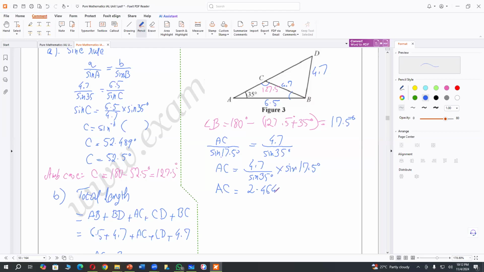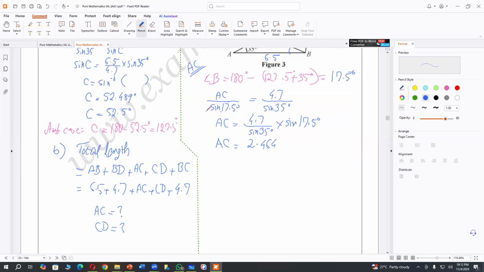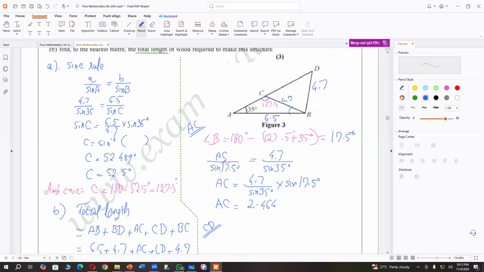Now I was thinking if we subtract 127.5, we can get the inner angle there. We have two sides, 4.7, 4.7. My next target is CD. I got AC now. Now, can you subtract 127.5 from 180?